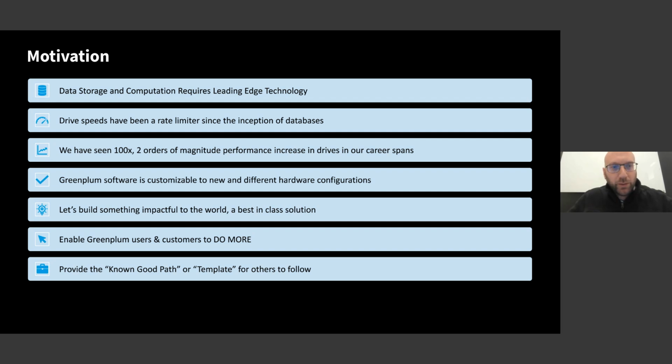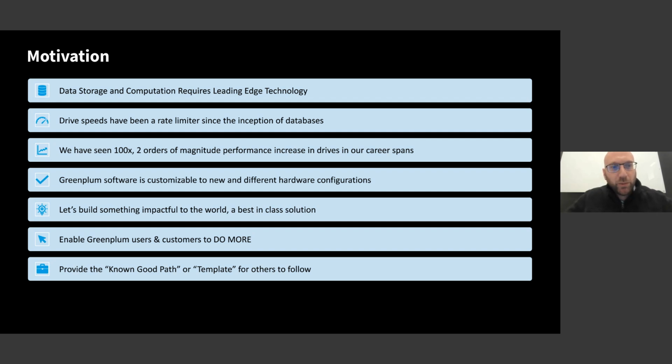Now with Greenplum, you can completely customize the solution. You can modify the hardware. You can build solutions based on new hardware. And that's why this customizability is really popular and exciting, because we can see as this new hardware comes out and we can put it together and build amazing solutions.